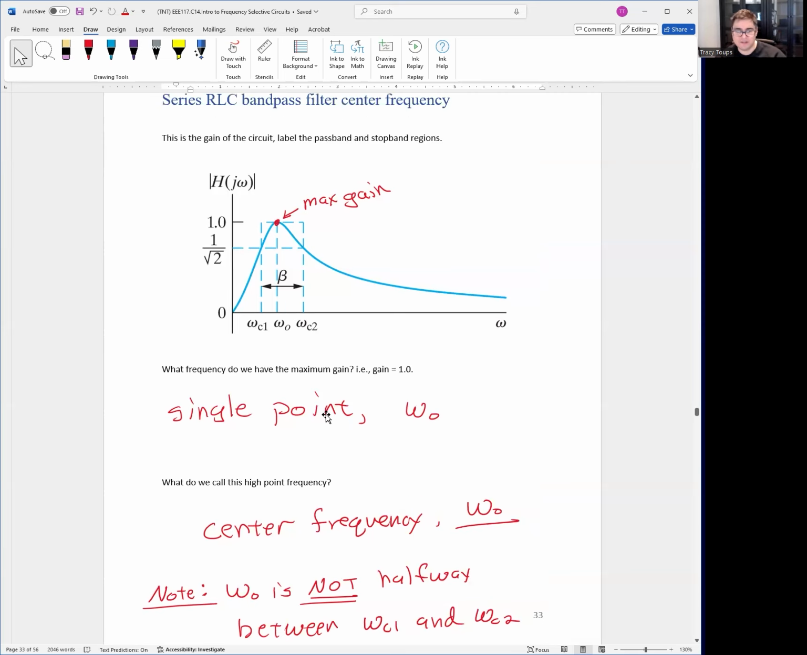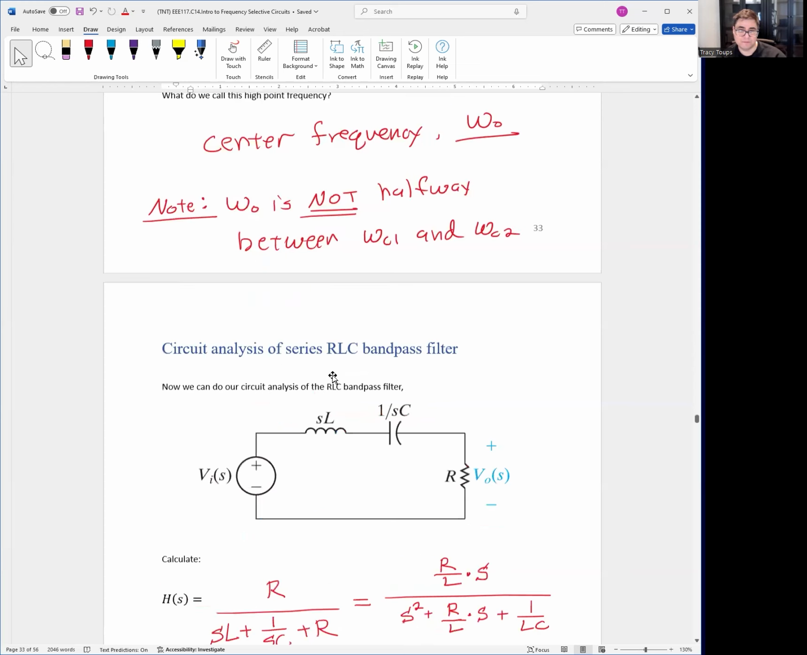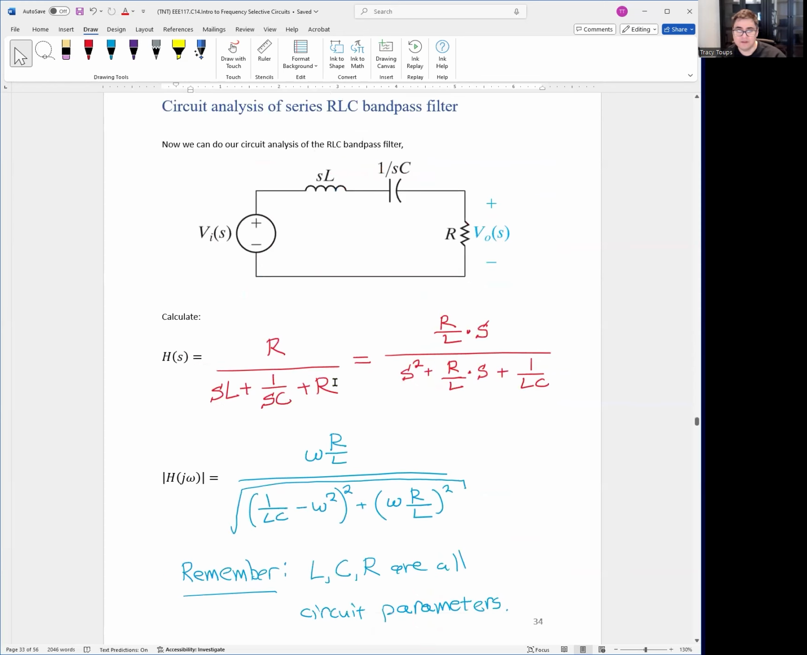But this is another big design component: where is that exact point where we want to have a resonance? Where is the point where we want to have the absolute maximum gain, okay? So far we have bandwidth, WC1, the lower cutoff frequency, WC2, the upper cutoff frequency, and now we have the center point frequency, omega 0. So here we could do some circuit analysis real quick to see how we could calculate stuff.